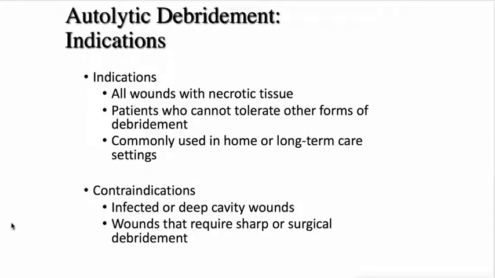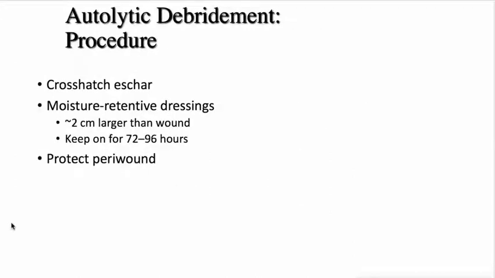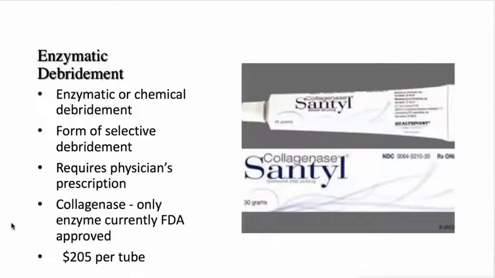Contraindications would be infected or deep cavity wounds, or wounds that require sharp or surgical debridement. The procedure is you're going to cross-hatch the eschar and put on a moisture-retentive dressing 2 centimeters larger than the wound, and you want to keep it on 72 to 96 hours and protect the peri-wound area.